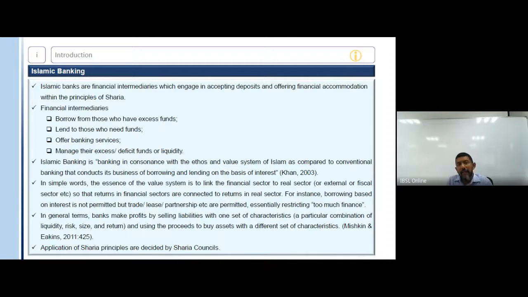So by connecting this, using different types of contracts which are practiced all around the world, which are known to all traders, Islamic finance proposes an alternative set of financing arrangements, which essentially ensures there is not too much financing.